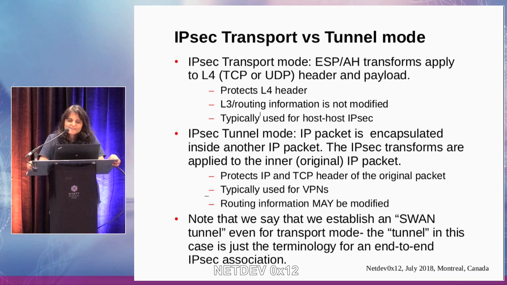The IPsec mode that most of us more commonly use when we do things like VPNs is the tunnel mode. Essentially, what we do here is we take everything from the IP header and beyond, encrypt that, and put it inside another IP packet. The outer IP packet has the source and destination that our VPN wants us to put, so it's a VPN source and VPN destination. So basically, we've changed the routing information. And this is the IPsec tunnel mode.